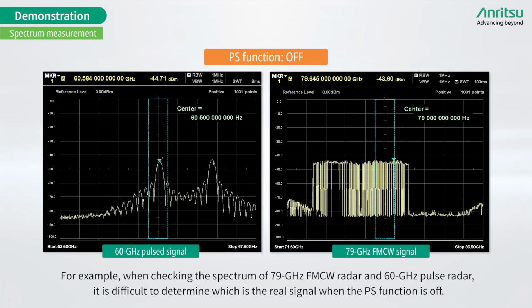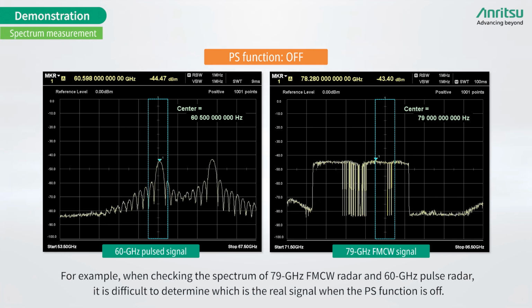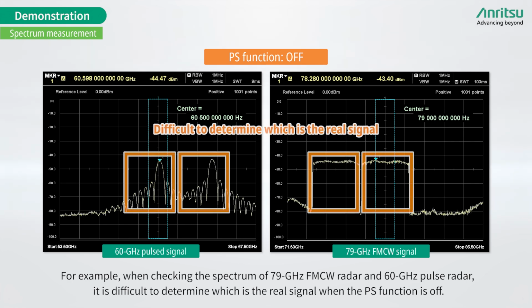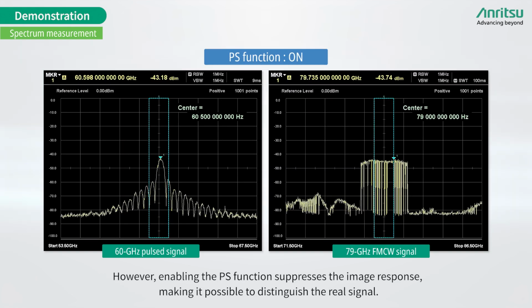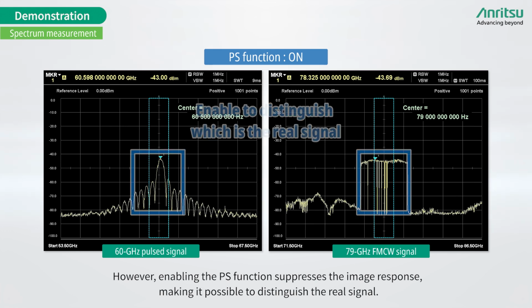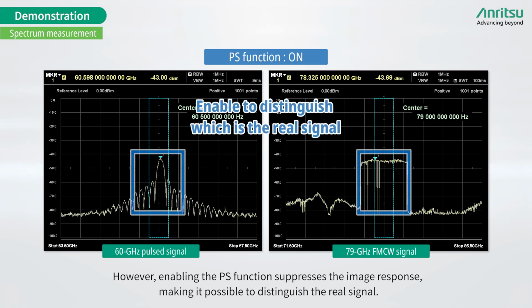For example, when checking the spectrum of 79 GHz FMCW radar and 60 GHz pulse radar, it is difficult to determine which is the real signal when the PS function is off. However, enabling the PS function suppresses the image response, making it possible to distinguish the real signal.